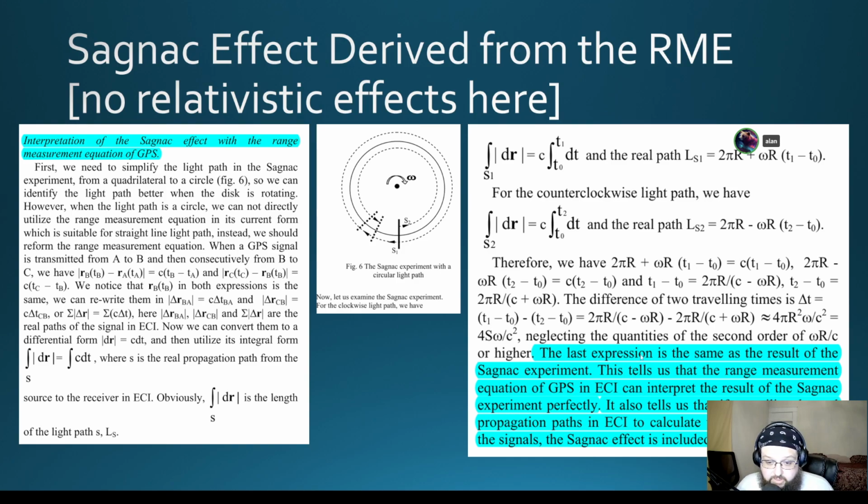So the last expression gives the same results as the Sagnac experiment. This tells us that the range measurement equation used in GPS in the ECI can interpret the result of the Sagnac experiment perfectly. It also tells us that if we utilize the real propagation paths in the ECI to calculate traveling times of the signals, the Sagnac effect is included automatically. So yeah, there you go.